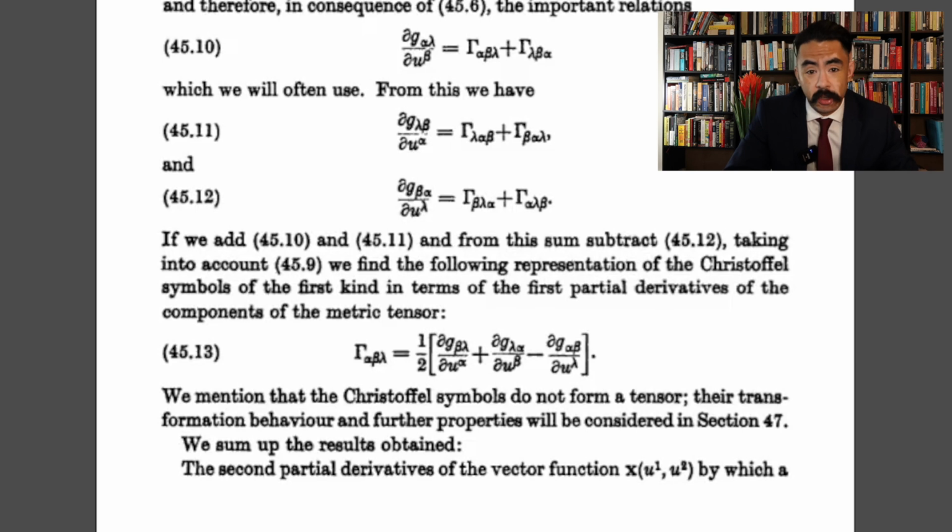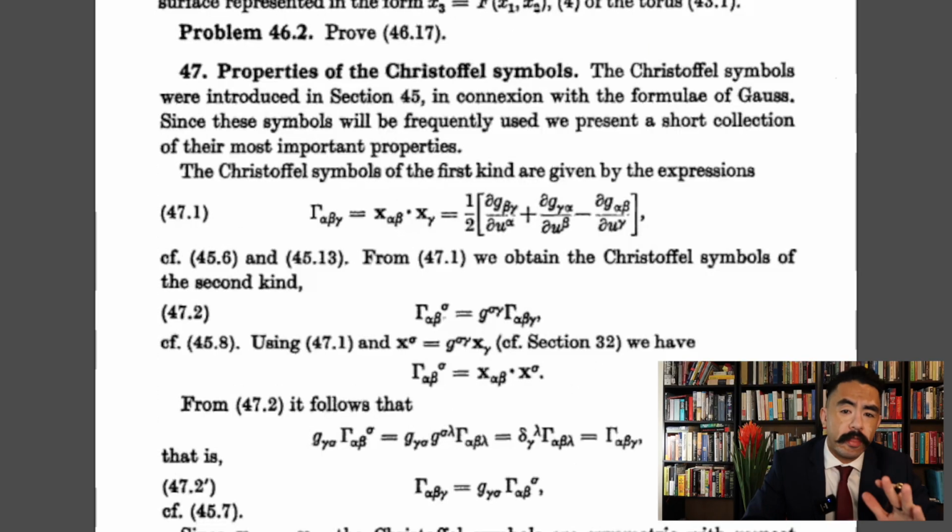But it also continues to go on here on page 141, and I read this in the last video. This is just a recap, but it says, we mentioned that the Christoffel symbols do not form a tensor. Their transformation behavior and further properties will be considered in section 47. And with that, that is where I'm going to start reading section 47 from.